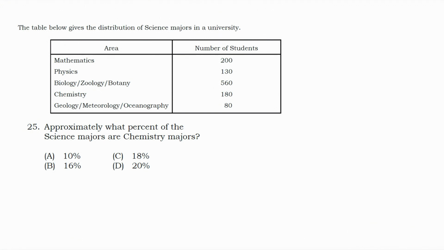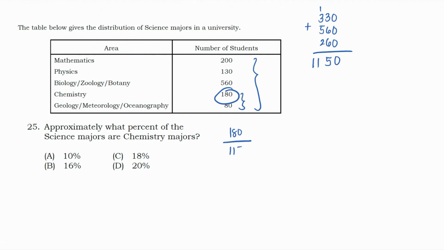So, for this one, kukunin natin kung ilan yung students sa chemistry. So, ito yon 180. 180 divided by lahat ng students dito. Lahat naman yan is science majors, diba? So, i-add lang natin. So, 200 plus 130 is 330 plus 560 plus 180 plus 80 is 260. So, 0. 12 plus 3 is 15, carry 1. 7 plus 3 is 10 plus 1, 11,000. 11. So, yung sagot natin is 1,150. So, pag dinivide nyo yan, makukuha nyo na yung percentage.